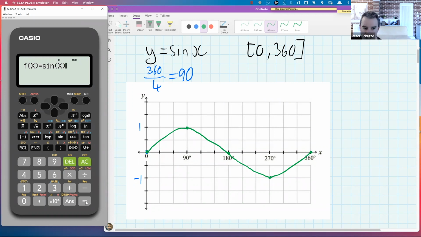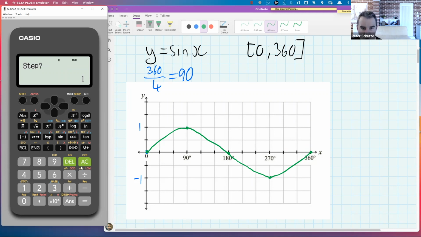Now, the next step is to hit equals. And I have a second function turned on, but in this case, I'm only interested in one. So I'm going to leave it out. And I hit equals and I go, where do I start? Well, in this drawing, I start at 0. That was the domain. So I go equals. And where do I end? I end at 360. And that was for this particular question.